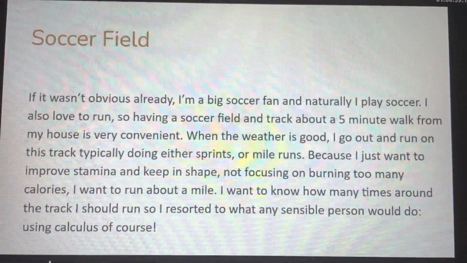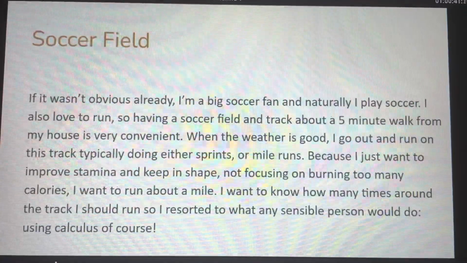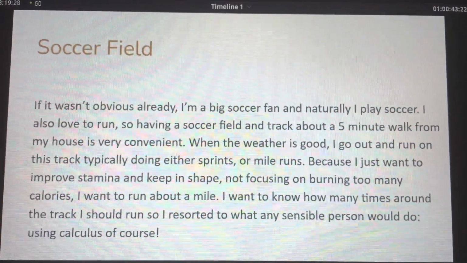I want to know how many times around the track I should run, so I resorted to what any sensible person would do, using calculus of course.